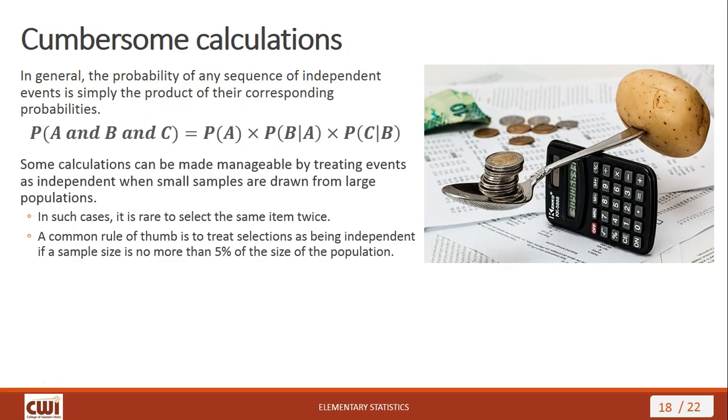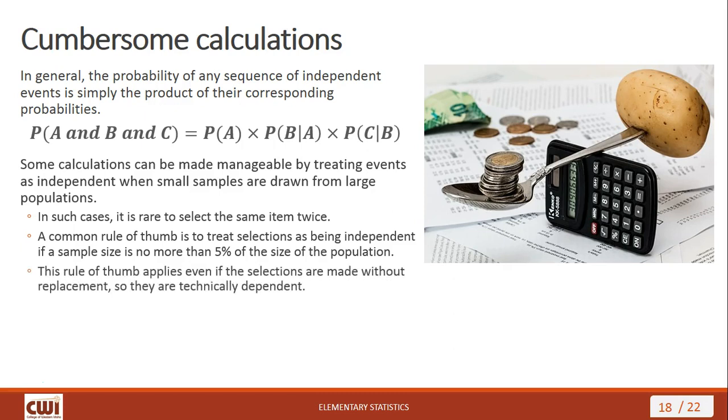The common rule of thumb is that if your sample is less than 5% of your population, then it's okay to go ahead and assume that the events are independent, even though they may be dependent. This rule of thumb applies even if selections are made without replacement. So technically, the events are going to be dependent, but if we multiply them out together, assuming that they're independent, we can get an answer that's close enough to the real answer that we can take it and run with it.